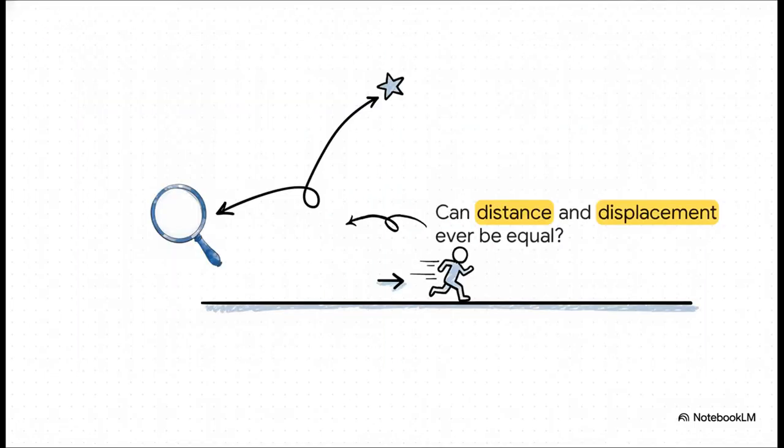Now, I want you to actively solve a quick puzzle with me. Can the total distance traveled and the magnitude of displacement ever be exactly the same? Think about a runner for a second. The answer is yes, but only under one very strict condition. They are only equal if the object moves in a perfectly straight line and absolutely never turns back. The split second she turns around, her total distance keeps climbing, but her displacement starts shrinking.